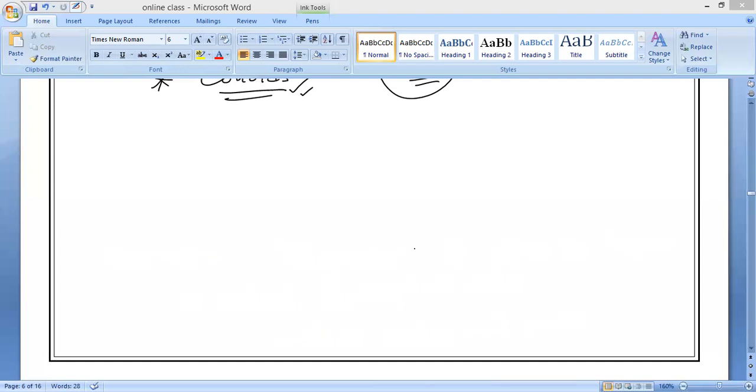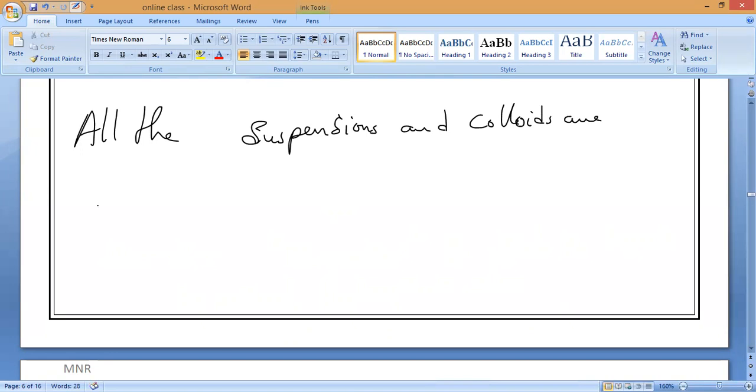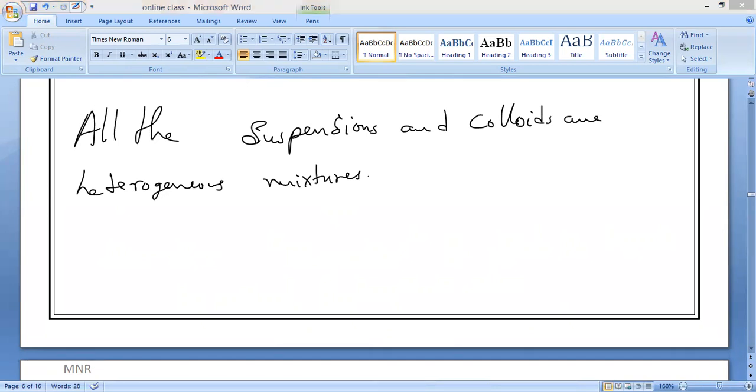Please learn it. All the suspensions and colloids are heterogeneous mixtures. Is it okay, everybody? Heterogeneous mixture. Now, examples. If we take examples, a lot of examples are there.